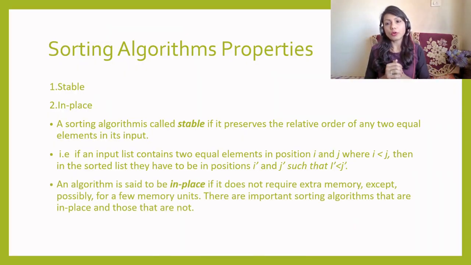The next most important property is that your algorithm has to be in place. That is, an algorithm is said to be in place if it doesn't require extra memory, except possibly for a few memory units. So your sorting algorithm has to be in place. That is, it should not take any extra memory. That is a very important property of sorting.